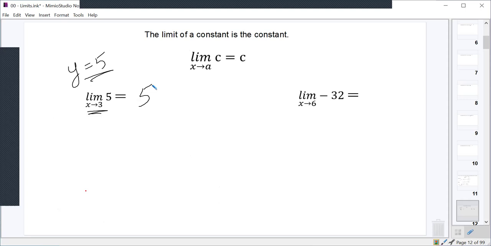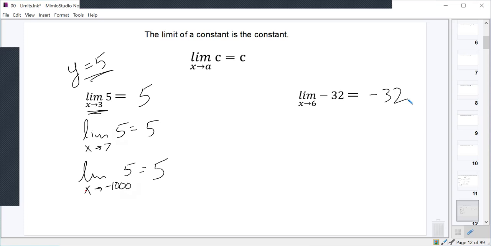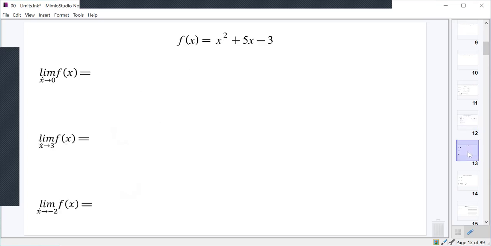If I said what's the limit as x approaches 7 of 5, the answer would still be 5. If I said what's the limit as x approaches negative 1,000 of 5, the answer would just be 5. And likewise over here, negative 32 is just a constant function. The limit as x approaches 6 of negative 32 is just negative 32. It's just the constant. So we'll do one more quick set of these, and then we'll be done for today. Pretty straightforward little lesson here today.